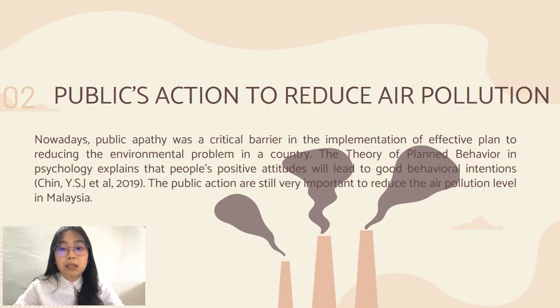Next, we come to what the public actions are to reduce air pollution. Nowadays, public apathy is a critical barrier in the implementation of effective plans to reduce the environmental problem in the country. The theory of planned behavior in psychology explains that people's positive attitude will lead to a good behavioral intention. So public action is still very important to reduce the air pollution level in Malaysia.